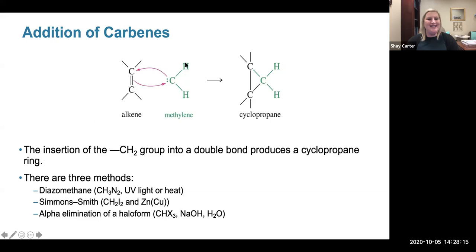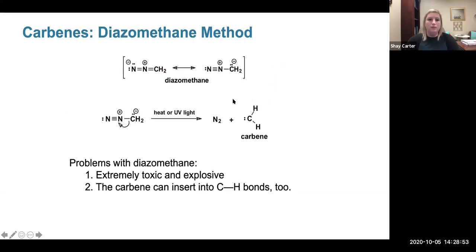We can take a carbene, okay, and react it with an alkene to create a cyclopropane ring. And we have three methods of doing this. Okay, cyclopropane rings are particularly valuable. They're high energy products. We can do this through diazomethane. We could do this using a Simmons-Smith reaction. We can do this using alpha elimination of a haloform. So let's talk about exactly what these are. Okay, so these are ways we can create carbenes, okay?